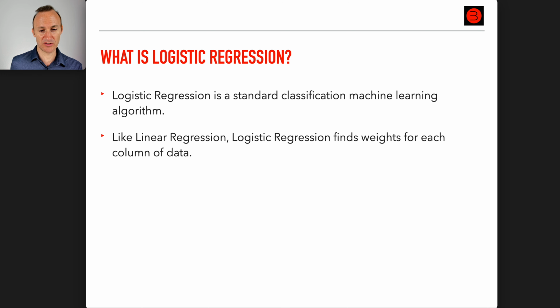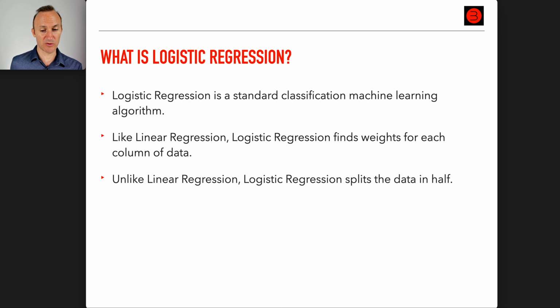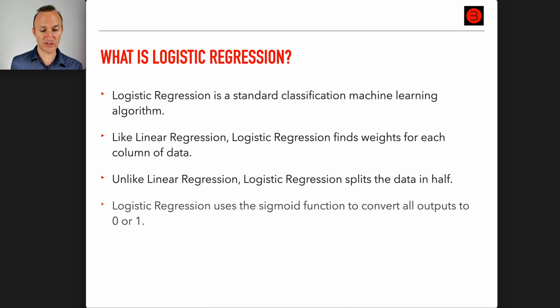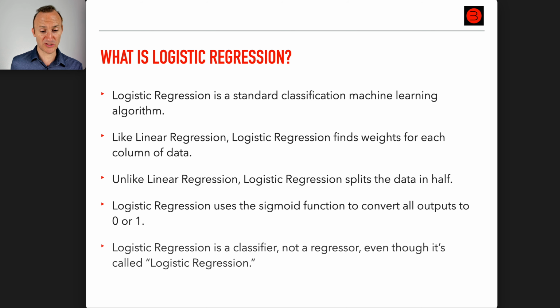Like linear regression, logistic regression finds weights for each column of data. Unlike linear regression, logistic regression splits the data in half. Logistic regression uses the sigmoid function to convert all outputs to 0 or 1. Logistic regression is a classifier, not a regressor, even though it's called logistic regression.